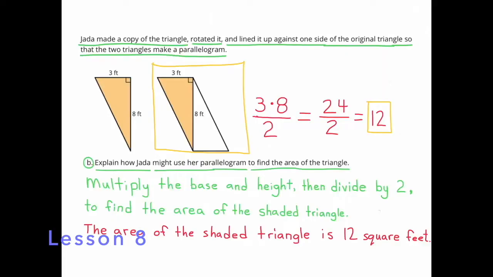So when we multiply the base times the height, 3 times 8, we'll get 24. But since this area is twice the size of the area of the original triangle, we'll have to divide that by 2. 24 divided by 2 is 12. The area of the original triangle is 12 square feet.